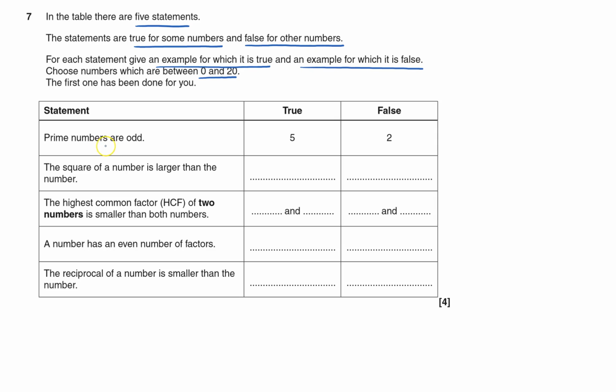Prime numbers are odd. Well, that could be true. It's true for 5, for example. 5 is an odd number and it's a prime. 2 is a prime number, but it's even, so that would be false.